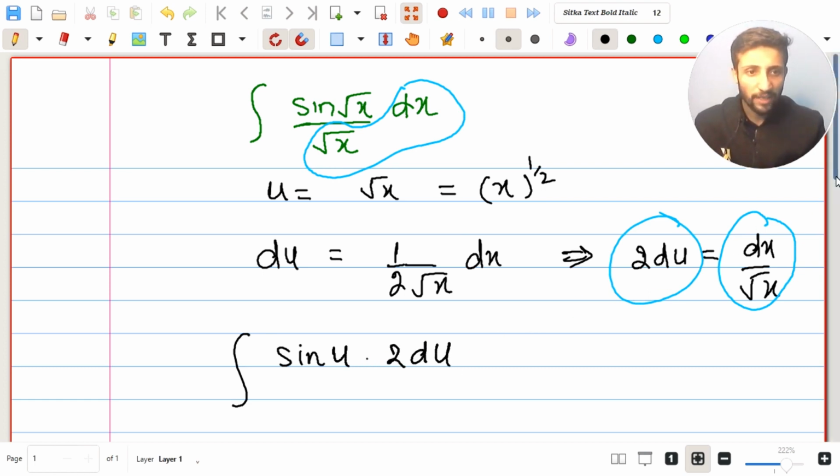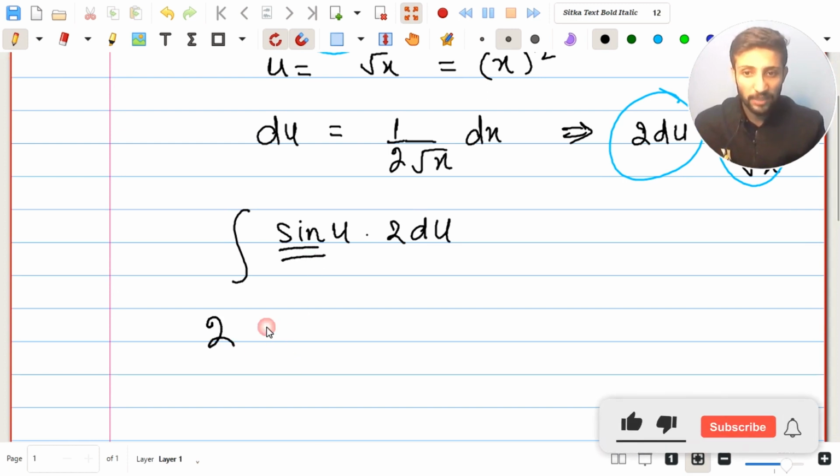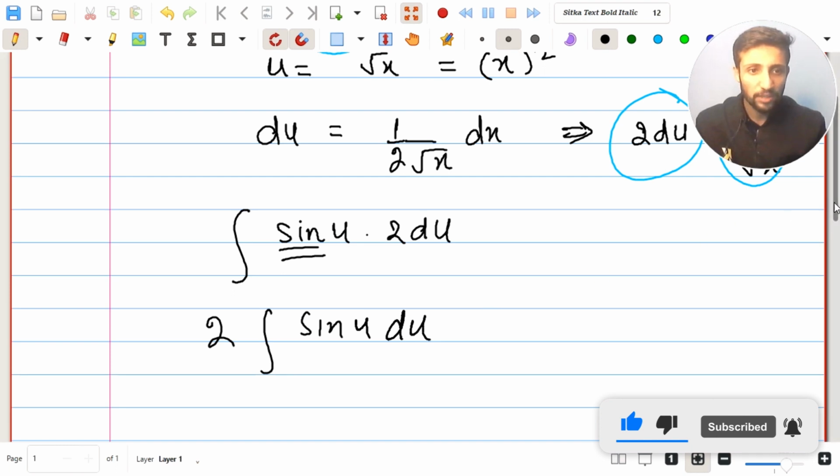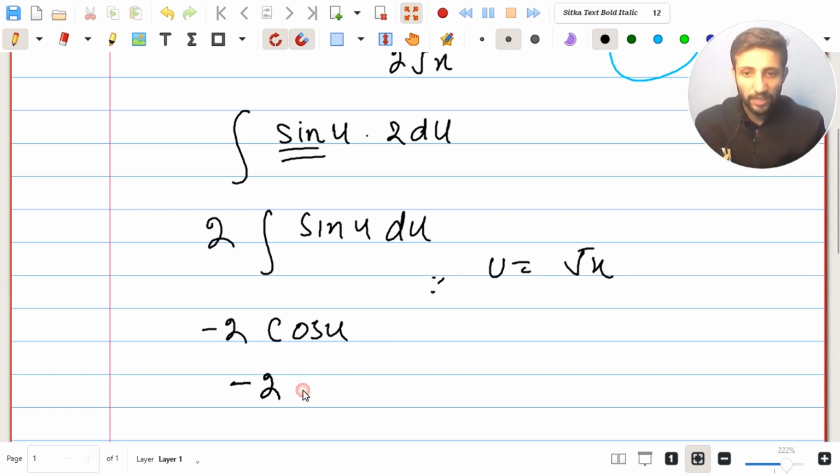Now we have to find the integral of this sine u. So that means 2 times sine u du. It is super easy to find the integral of sine u, that is minus cos of u. So this becomes minus 2 cos of u. Now as our u is equal to root of x, just substitute the value of u. So you will get minus 2 cos of root of x plus c.